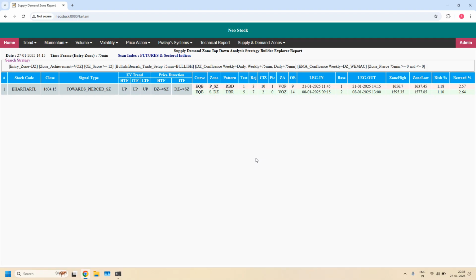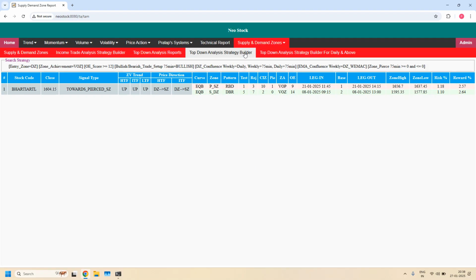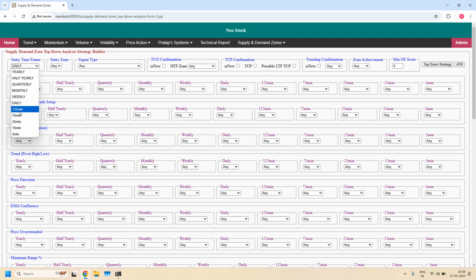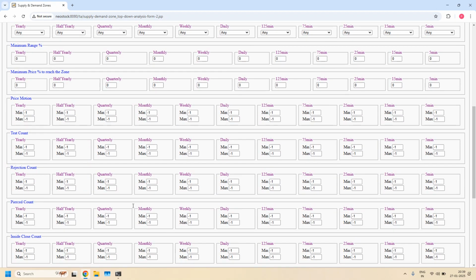Next, we will look for a bearish trade setup for a weekly income trade. Entry time frame is 75 minutes. Entry zone is the supply zone, in bullish or bearish trade setup at 75 minutes. Selecting bearish. The 75 minute supply zone should not be pierced.